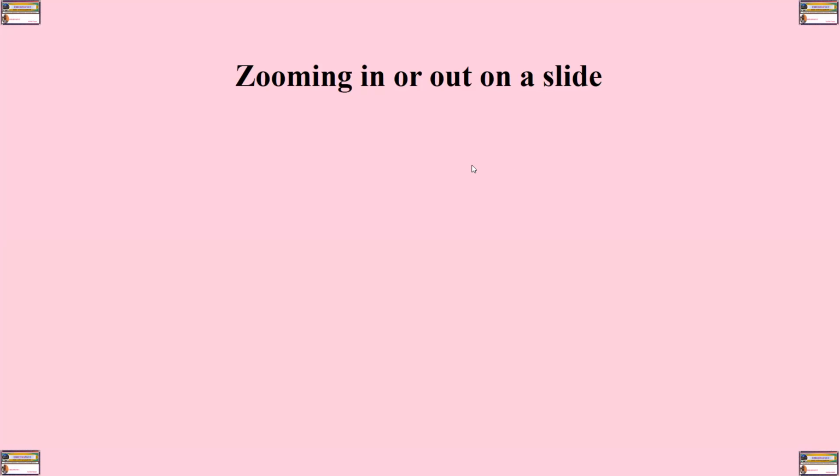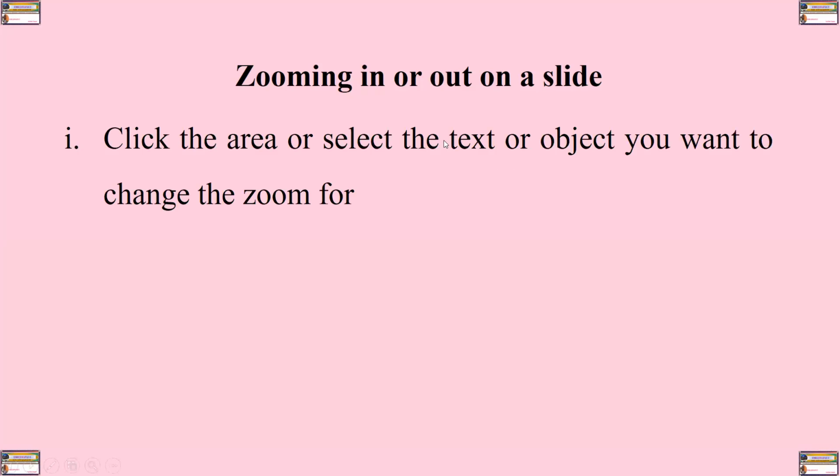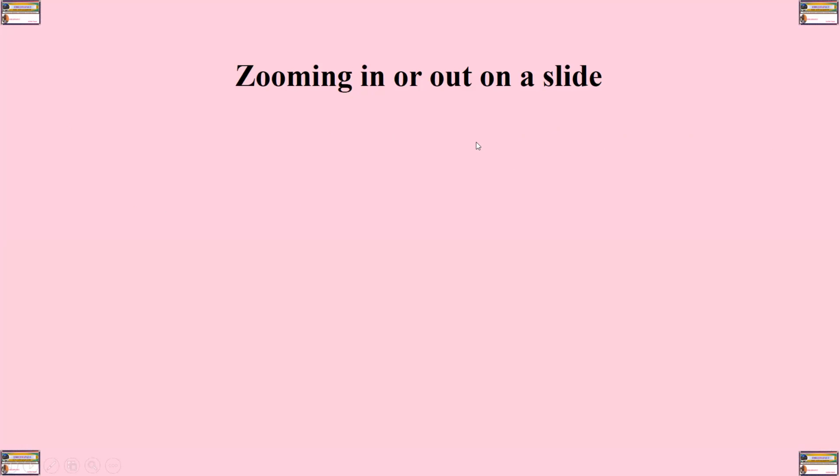You can also zoom in or zoom out on a slide. Now, zooming in and zooming out simply means you can make part of your presentation or part of your slide or text more visible, to be enlarged, or to be magnified. You can zoom in or zoom out, make it look bigger or make it look smaller. That's zooming in and zooming out.